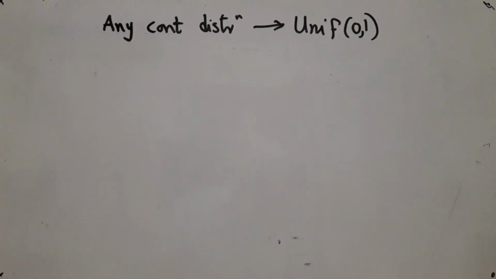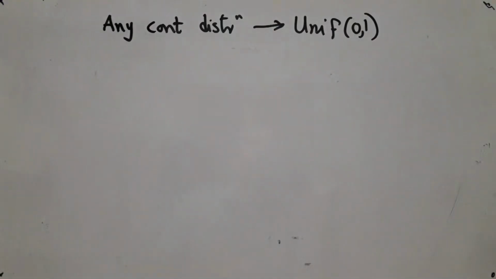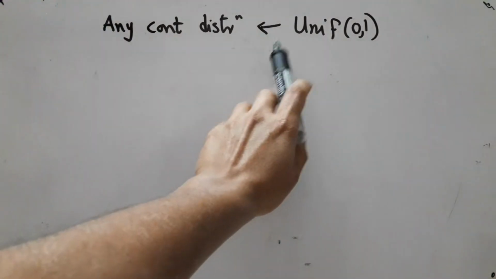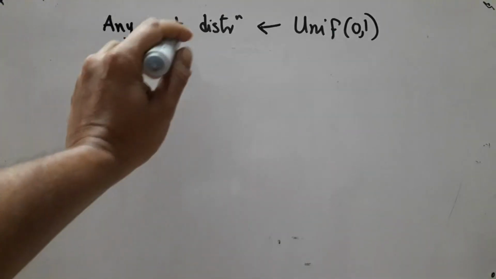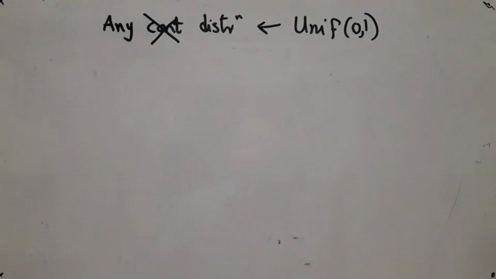We have seen how to go from any continuous distribution to uniform (0, 1). In this video, we are going to see its converse, a very strong version of the converse, which says how to start with a uniform (0, 1) random variable, and from that you can generate a random variable following any arbitrary distribution. You do not even need the continuity assumption.